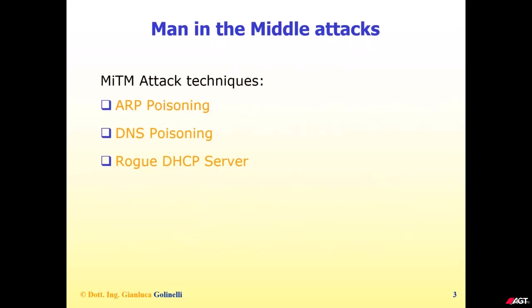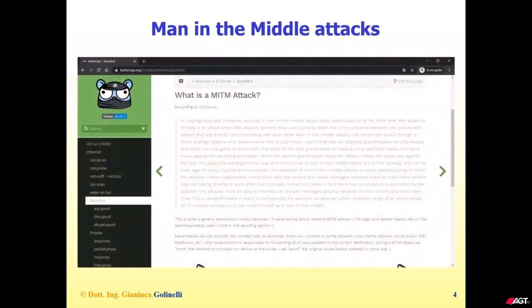Among the attacks most commonly used to intercept data traffic on LAN networks can be mentioned ARP poisoning, DNS poisoning, use of a rogue DHCP server. A tool that can be used for assessment on LAN and see if it is potentially attackable by the aforementioned man-in-the-middle attack techniques is the Bettercap tool.